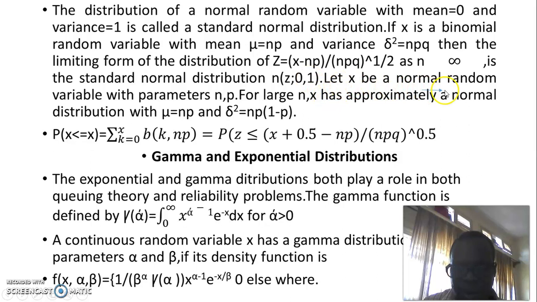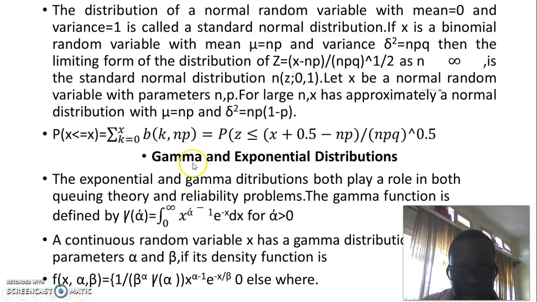So let x be a binomial random variable with parameters n and p. For large n, x approximates a normal distribution with mean mu equal to np, and variance sigma squared equal to np times 1 minus p.